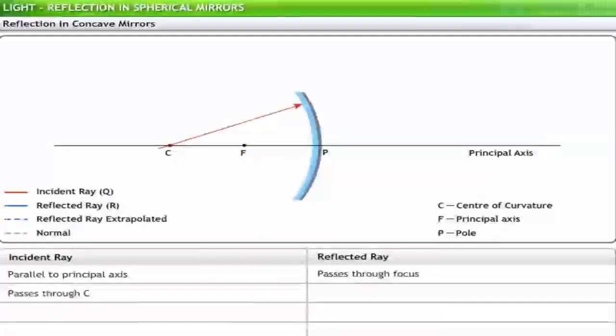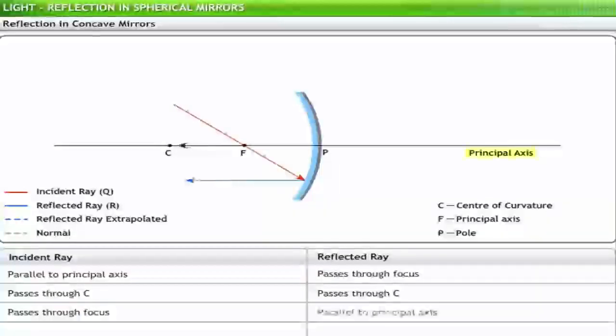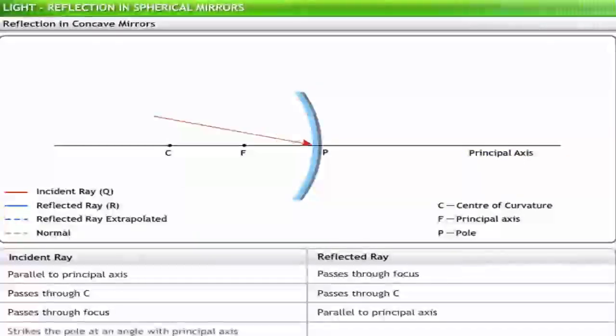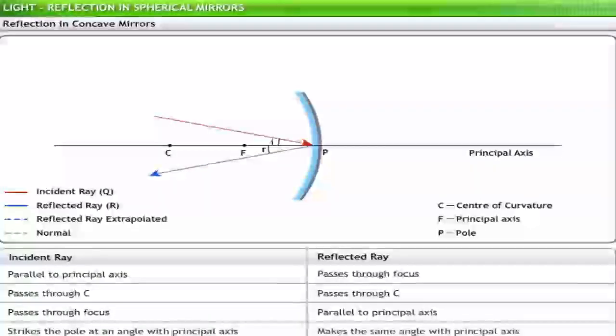If the incident ray passes through the center of curvature, the reflected ray retraces the path of the incident ray. If the incident ray passes through the principal focus, the reflected ray goes parallel to the principal axis. If the incident ray strikes the pole at an angle with the principal axis, the reflected ray also makes the same angle.